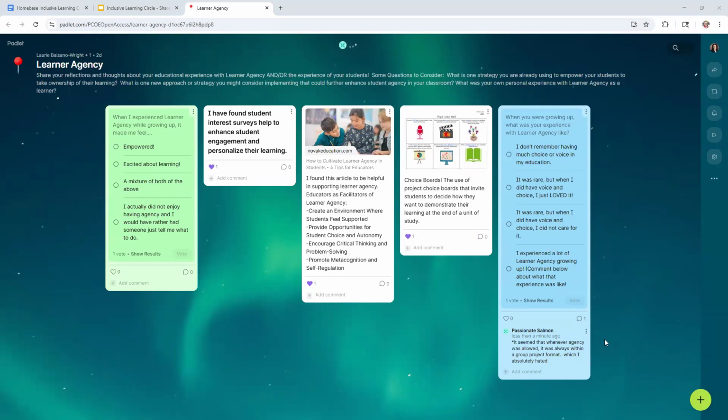I love this. The Passionate Salmon. I don't know how Padlet comes up with these names, but I love it. The Passionate Salmon has said, it seemed that whenever agency was allowed, it was always within a group project format, which I absolutely hated. Yeah, I think that's really understandable. And that's such a good way to think about when we're working with our students, kind of allowing that opportunity. If you want to work by yourself, that is a-okay. That's a great way to add agency is who are you working with and how are you working? Thank you so much for sharing that.